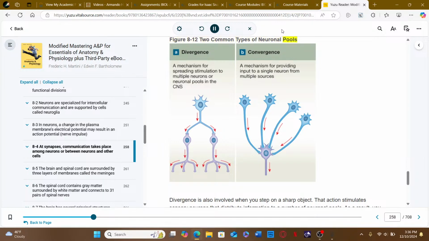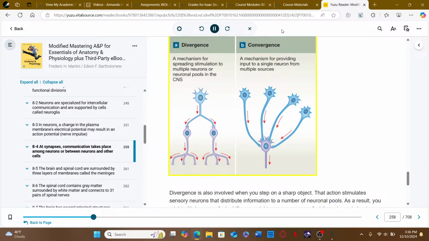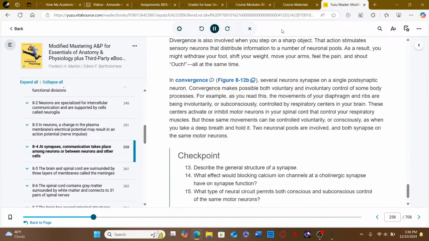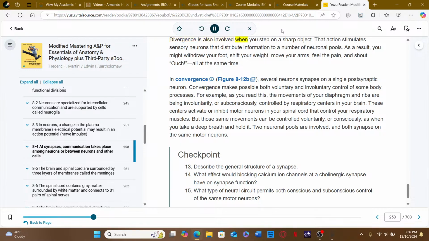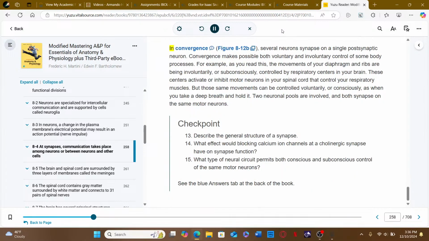Figure 8-12 Two common types of neuronal pools. The two common types of neuronal pools are convergence and divergence. Figure 8-12 Full alternative text. Divergence is also involved when you step on a sharp object. That action stimulates sensory neurons that distribute information to a number of neuronal pools. As a result, you might withdraw your foot, shift your weight, move your arms, feel the pain, and shout out, all at the same time.